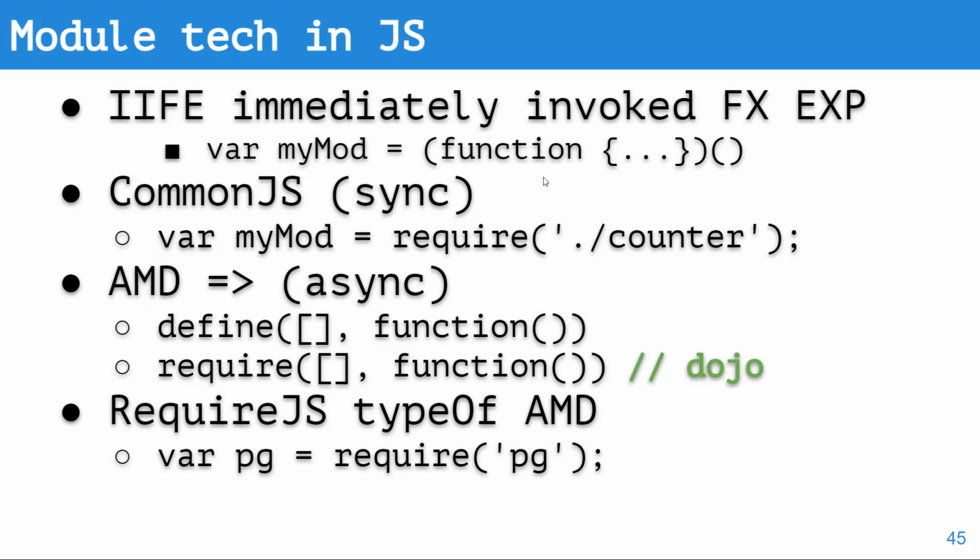AMD, because it's asynchronous, is an improvement on CommonJS. Require.js is a type of AMD, but it got popular because of Node. That's where Browserify comes in. Make the front end imports look like the back end imports, and then a developer is in happy land if they're crossing between front and back, and that kind of stuff.